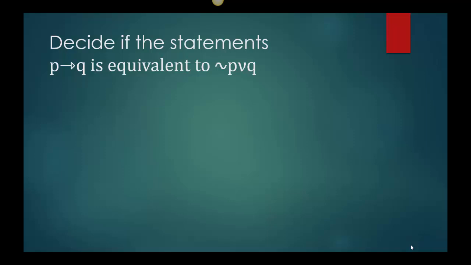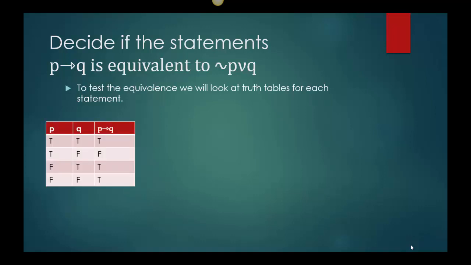Alright, so if we're going to decide if these are equivalent, it's really hard to just look at them and see. When I look at them, I have no idea if P implies Q is equivalent to not P or Q just by thinking about it in my head. But I can test the truth tables and that will really help out. So let's start with the P implies Q.